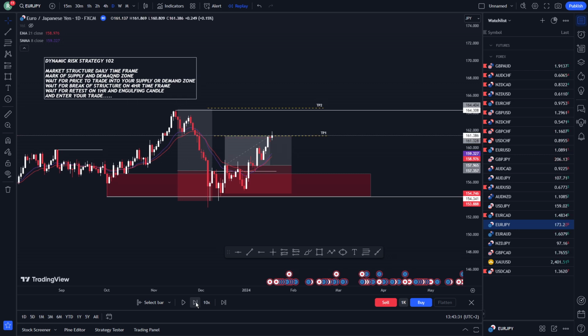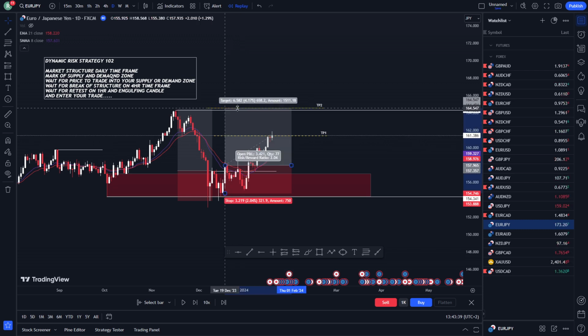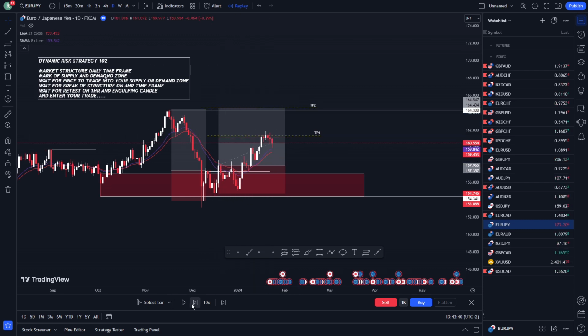A 1 to 1 got hit. Basically plain and simple. Let's see 1 to 2. It's up there. Let's go.